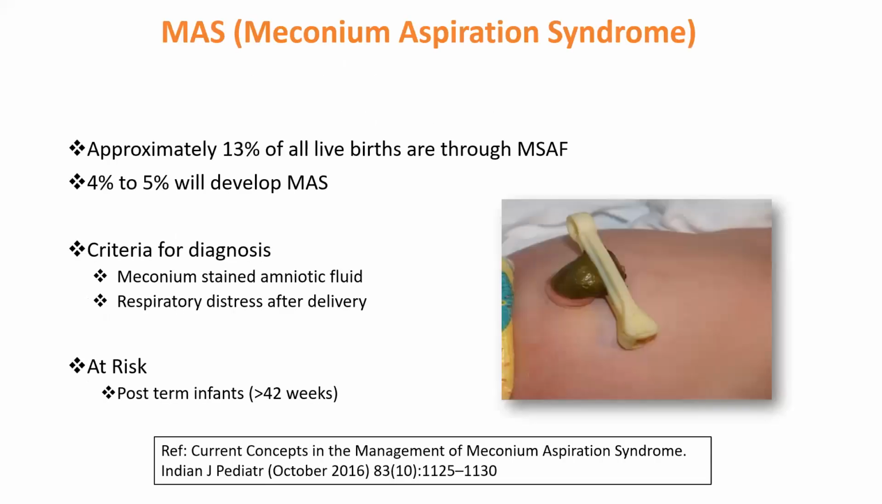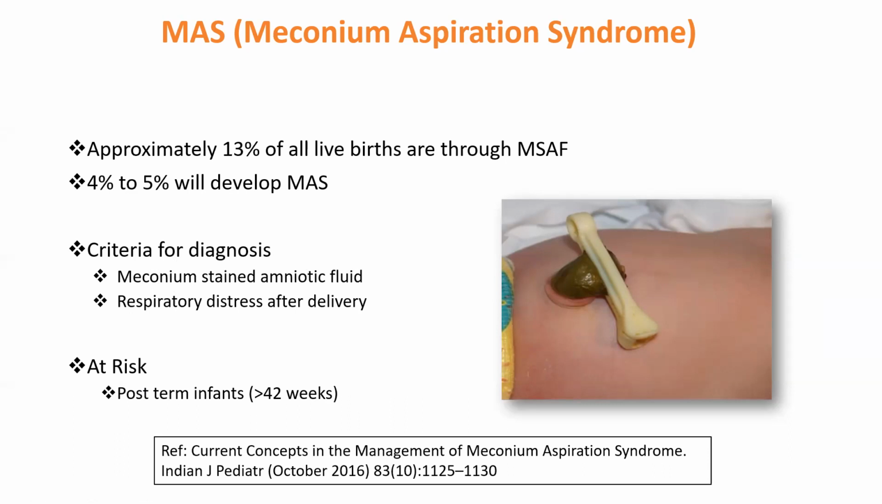Then coming to another case, we will briefly discuss meconium aspiration syndrome. Approximately 13% of all live births through meconium-stained liquor develop respiratory difficulty, and when a baby born through meconium-stained amniotic fluid develops respiratory difficulty, we take it as MAS. The criteria for diagnosis are meconium staining and respiratory distress after delivery within 6 to 12 hours.